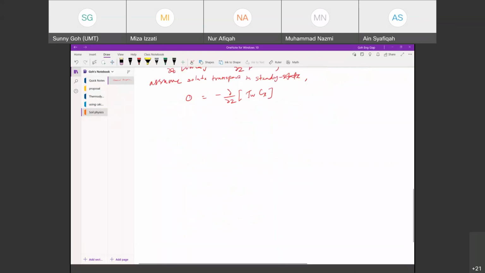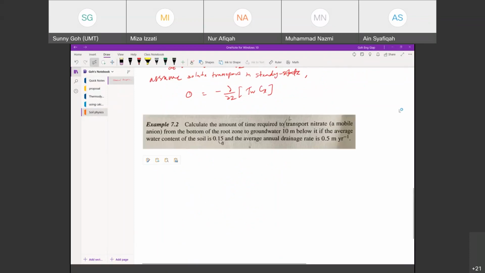Right. So now let's look into an example, to see how we can turn this into something practical, so we can get a reasonable idea of how it looks in application. Look at this question. Example 7.2. Calculate the amount of time required to transport nitrate. Nitrate is a fertilizer needed by the plant to grow. To transport nitrate, a mobile anion, from the bottom of the root. So you have a plant, and there's a root underneath. Maybe my drawing is not so good.